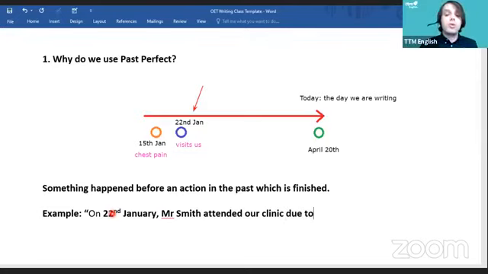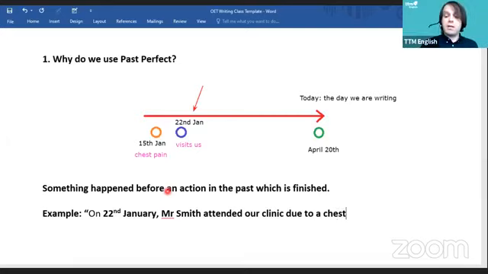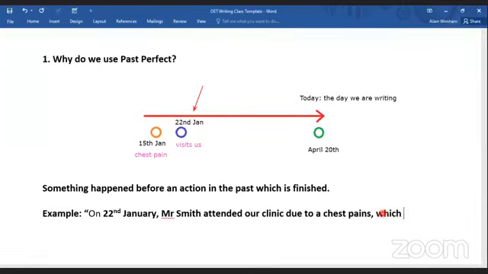Let's just say due to what? What's the problem? Due to a chest pain, previous chest pain. Well, yeah, we could just say chest pains here if we want, right? But now we want to say that it didn't happen on that day. So what can we say now? A chest pain or chest pains?